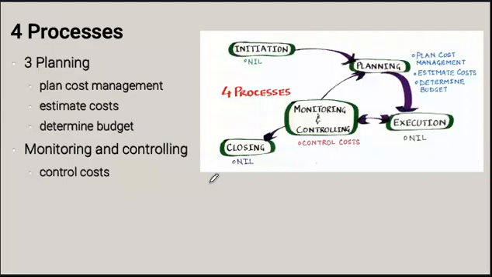3 processes belong to the planning process group: plan cost management, estimate costs, and determine budget. There are no processes belonging within the execution process group, and we have one and only one process within monitoring and controlling the costs. No processes in closing. So let's get right into it.